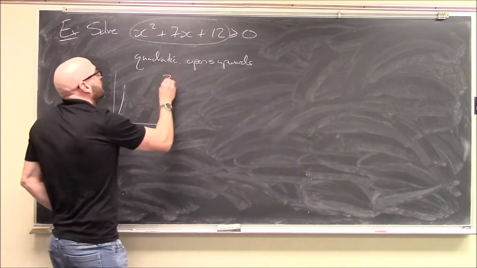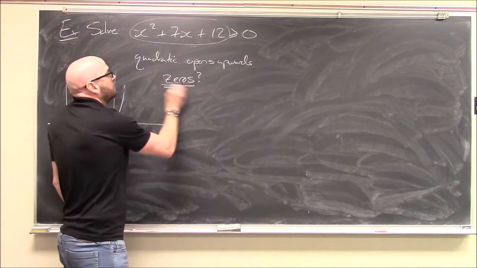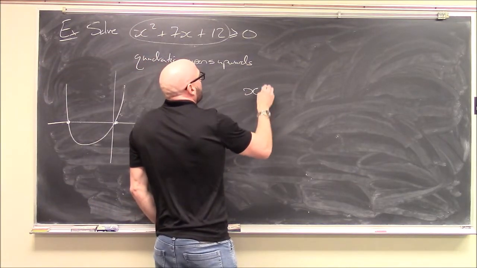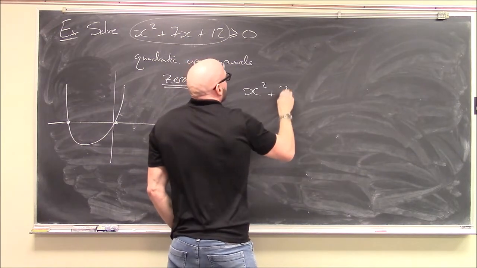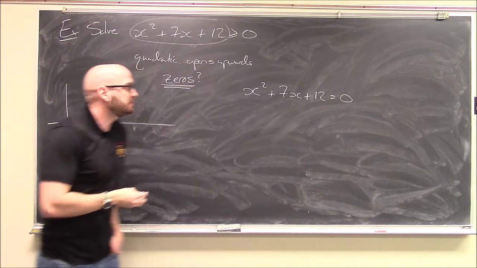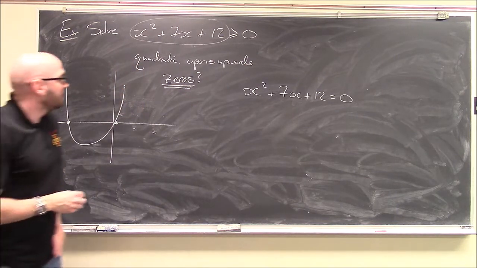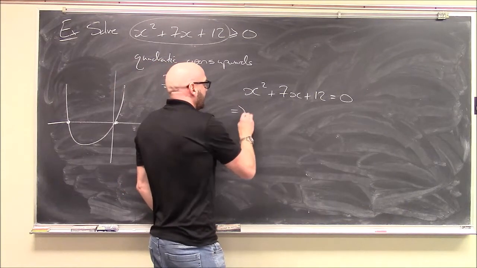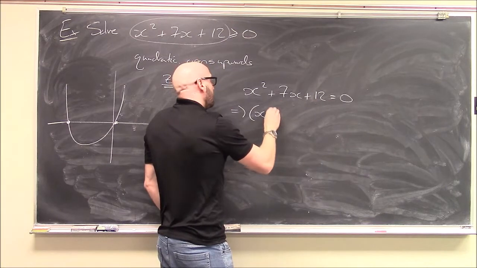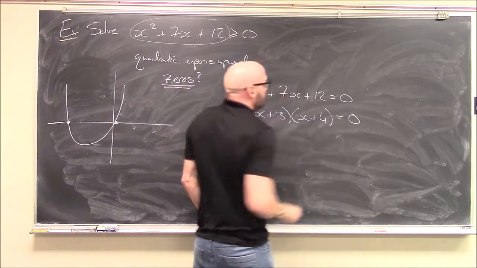What are the zeros? That's the most important thing here. This is all I have to identify. So what are the zeros? Well, we'll solve this. When does x squared plus 7x plus 12 equal 0? Unlike the last problem, this looks like one we can actually factor. This factors as two numbers that multiply together give 12 and add together give 7: (x plus 3)(x plus 4) equals 0.